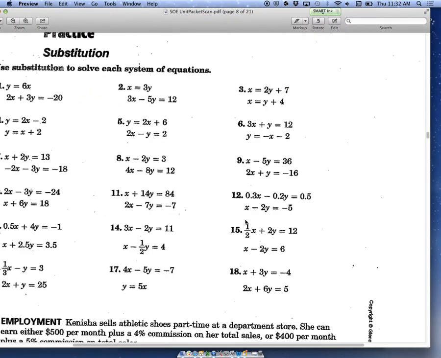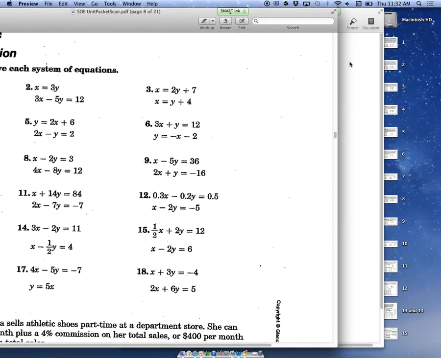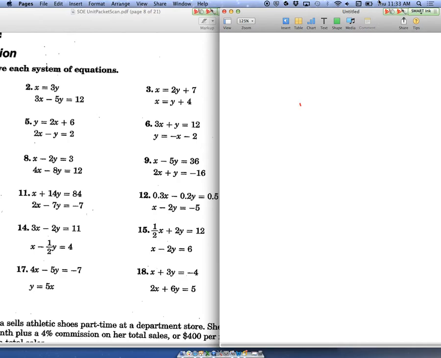So here's number 3. In number 3, you can see that the x variable has been isolated in both equations. So thinking of the reflexive property, x equals itself, you can simply take both of these equations given in terms of y and set them equal to each other. So if I subtract y and I subtract 7, the value of y is -3.